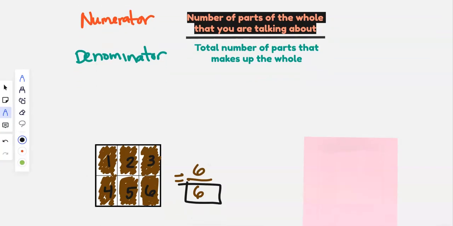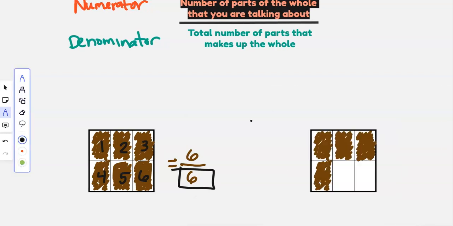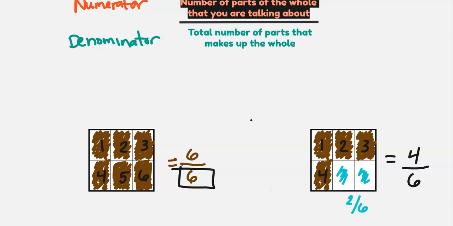Now, let's say that you've decided that you're going to eat some of your candy bar. And so these white spaces are now gone. We still have 6 pieces in our whole. But now, if we're talking about how many we have left, we only have 1, 2, 3, 4 pieces left. So we have 4/6 of our candy bar left. Or if we wanted to talk about how many pieces are gone, we have 2 pieces out of 6 that are gone. So the fraction just tells us how many parts make up one whole of whatever we're talking about. And the top tells us how many of those parts we want or need or have.